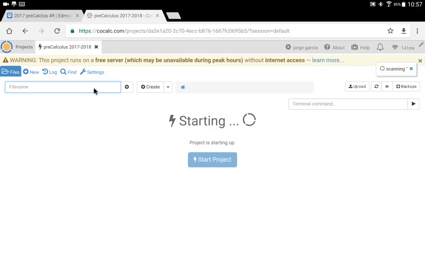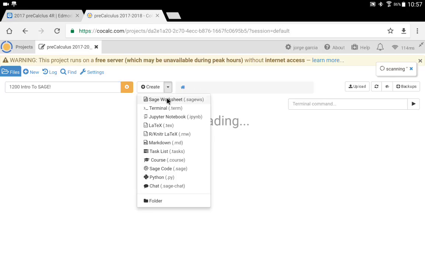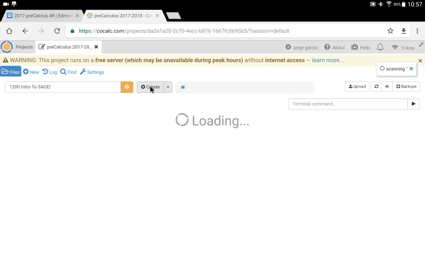This is going to be 1200. I'm starting with chapter 12, and usually we start with chapter 12, section 1. I'm just making this up, an extra section 0. Intro to Sage. There you go. And let's create. Now I think it defaults to a Sage worksheet, so I'm just going to hit create.